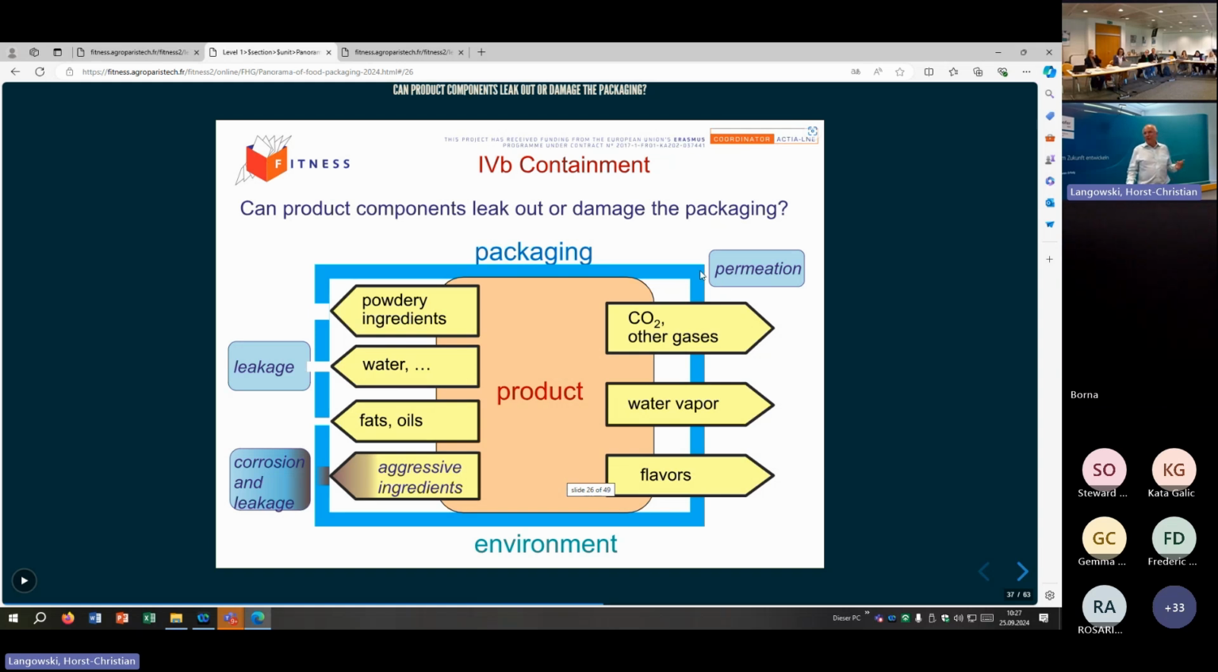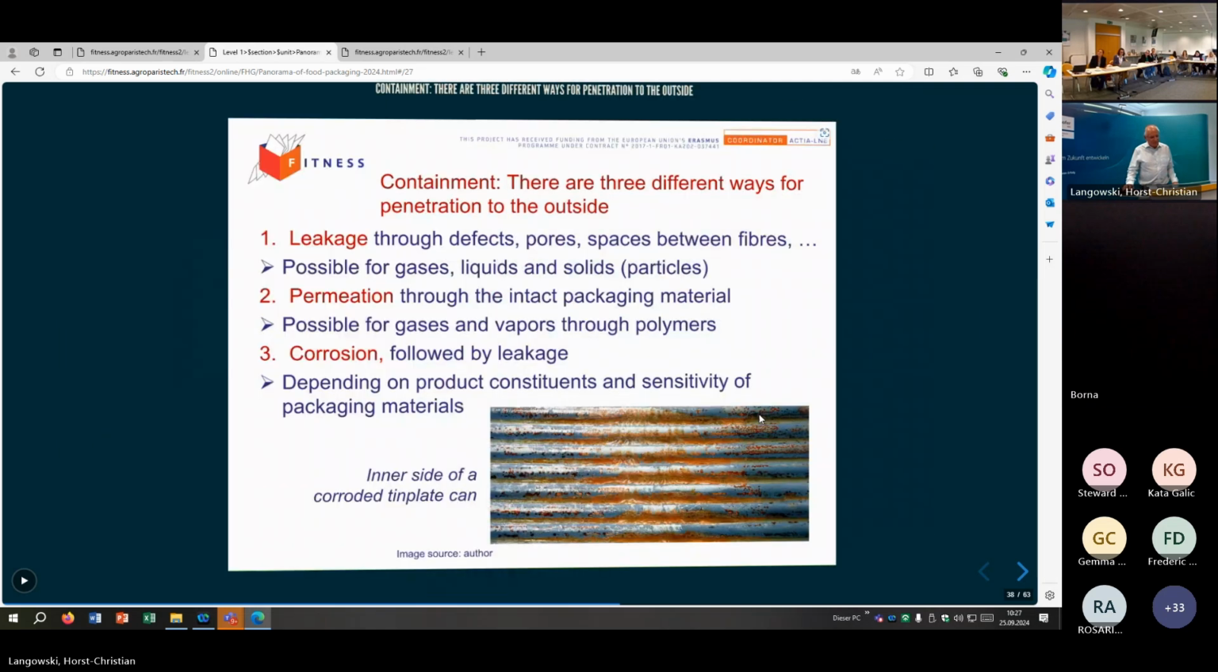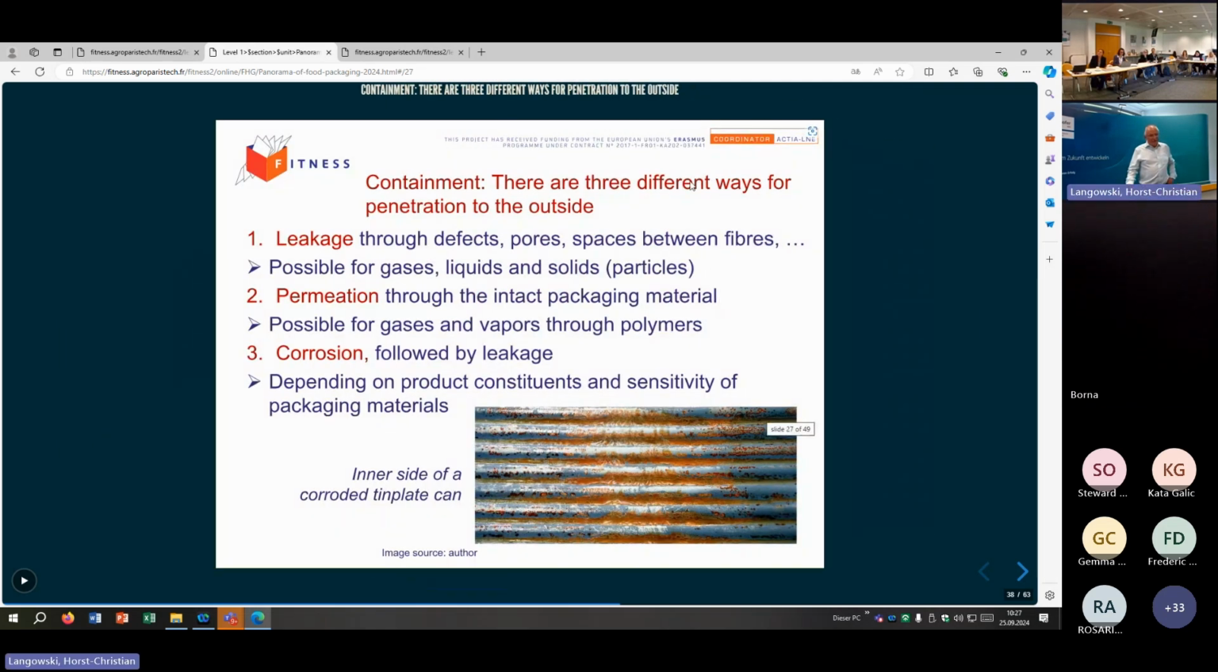Whereas if we talk about plastic packagings, we talk about permeation, where substances may go through the intact wall of the package. This is often neglected because you may ask 100 people from the street, and I would say 70% of them will say that plastic packaging is totally impermeable, which it isn't. So we have these three different ways. We have leakage through defects, we have permeation through intact packagings, and we have corrosion of intact packagings, which are then corroded, and we go up again to the point of leakage.